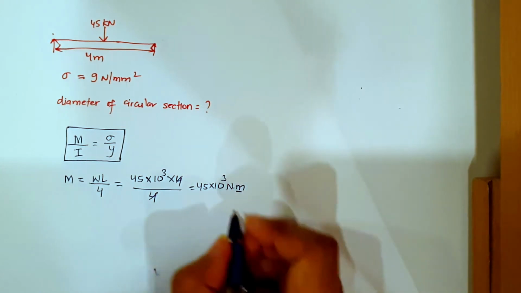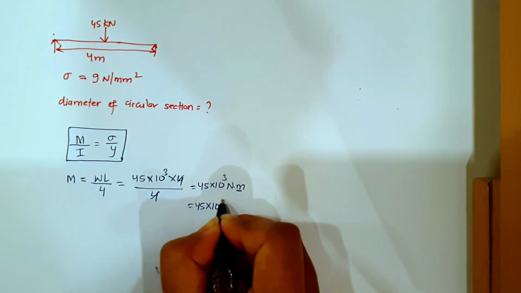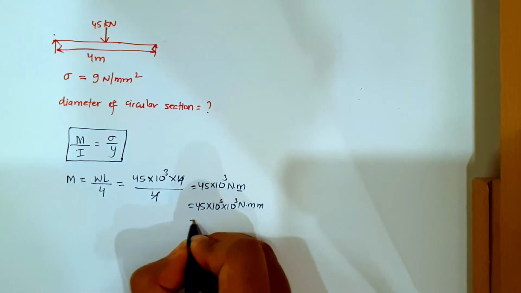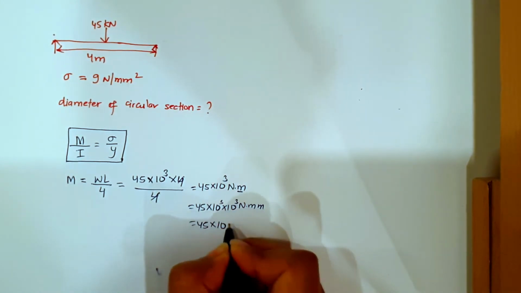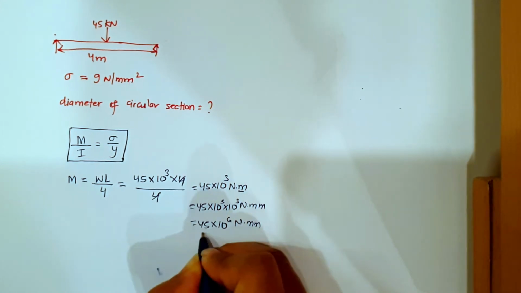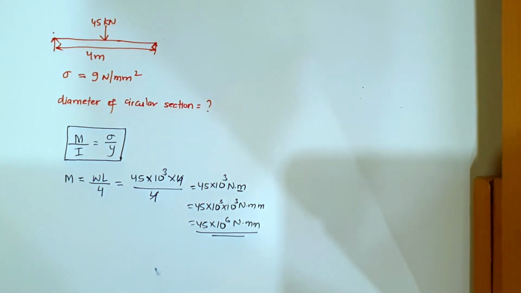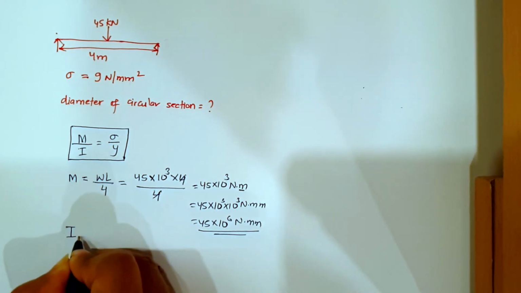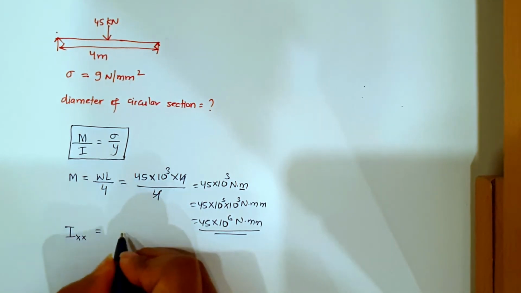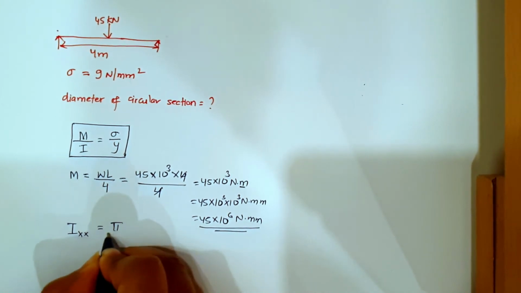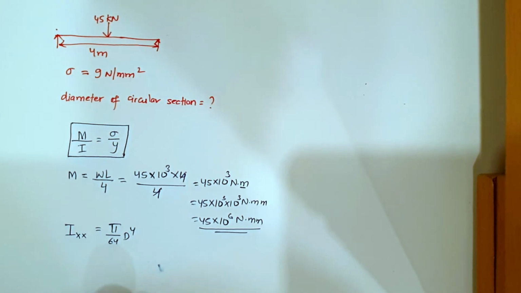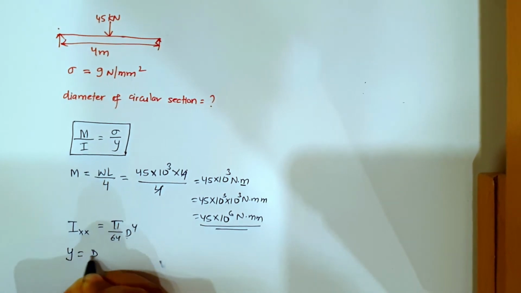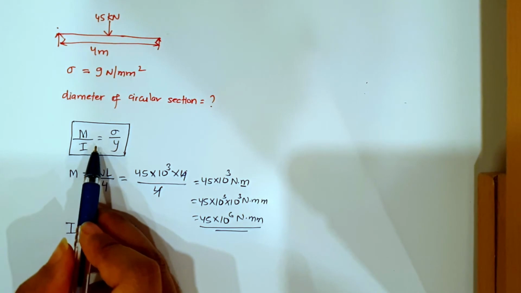Now I want to convert this meter to mm, so I'll get 45 into 10 raised to power 3 into 10 raised to power 3 Newton dot mm. Now 45 into 10 raised to power 3 plus 3 is 6 Newton dot mm. Okay, now if I want to find the moment of inertia Ixx of this circular section, it will be pi by 64 d raised to power 4, right? We do not know d, so let's keep it as it is. So y will also be d by 2. Now let us put it in this formula.